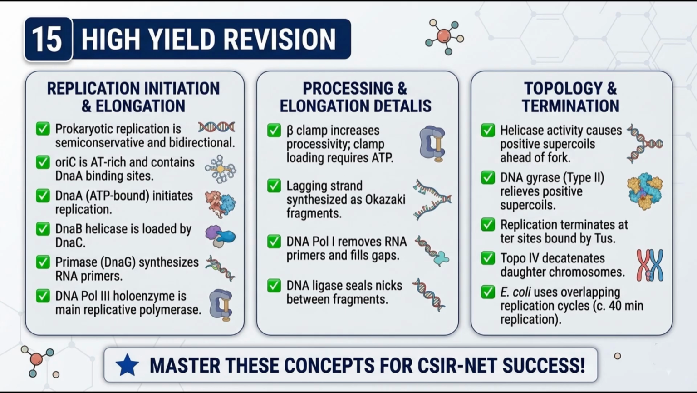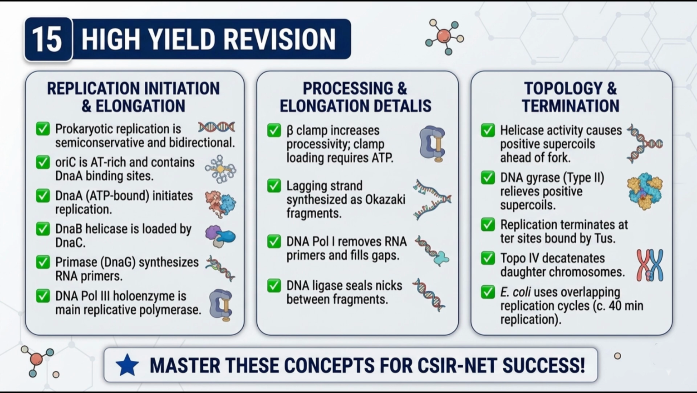Shift focus to the middle column. The beta clamp increases enzyme processivity. The clamp loading process strictly requires ATP. Lagging strand is made as Okazaki fragments. DNA Pol I removes primers and fills gaps. DNA ligase seals remaining nicks between fragments.